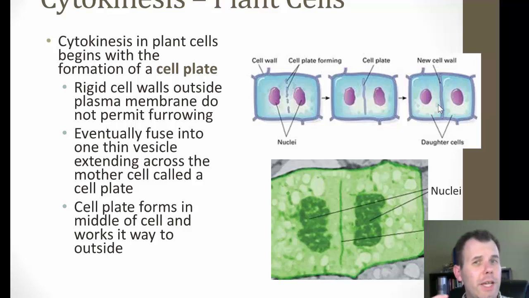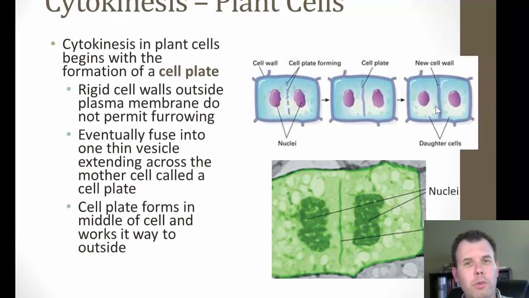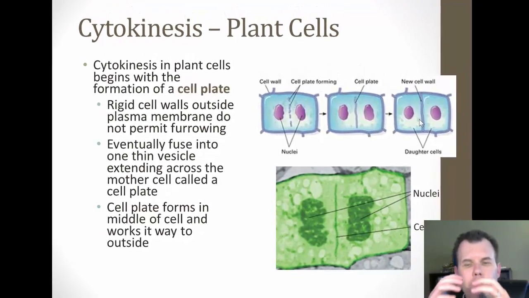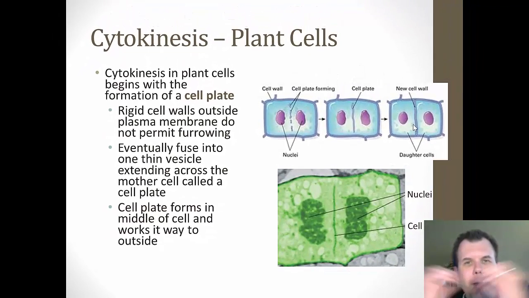So make sure you understand the difference. Plants form the cell wall in between and work from inside out, whereas animal cells pinch from the outside and pull apart. And that's how we divide our cells.